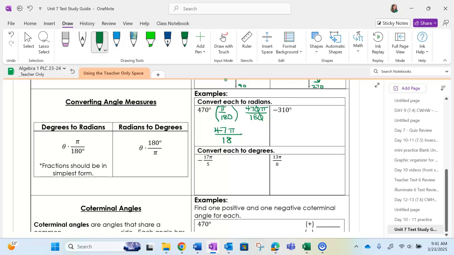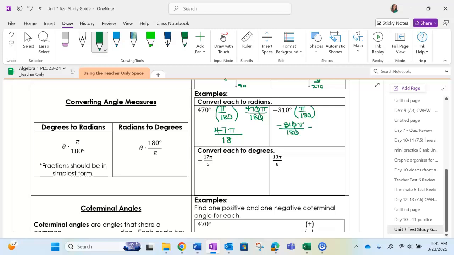All right, negative 310 degrees. I'm converting to radians, so I'm going to multiply it by pi over 180. And I get negative, see, here's the shortcut, 310 pi over 180.